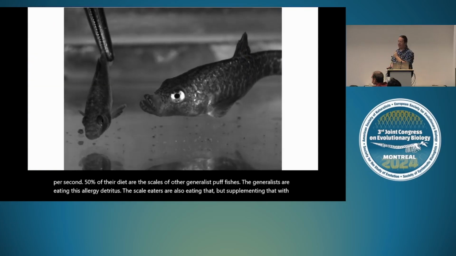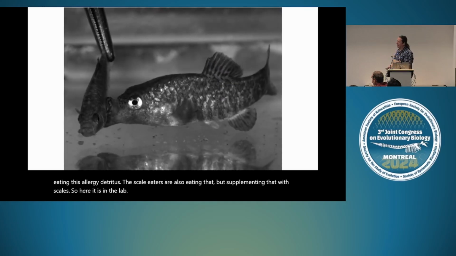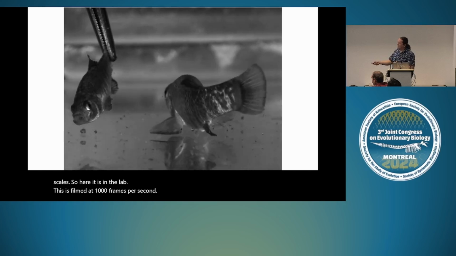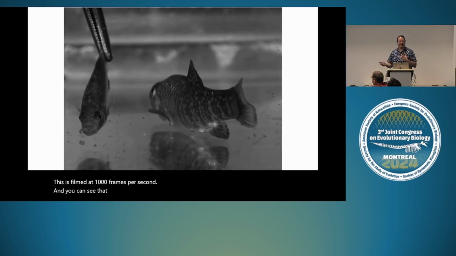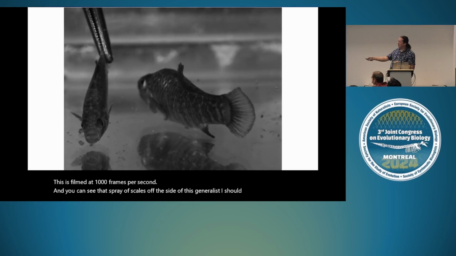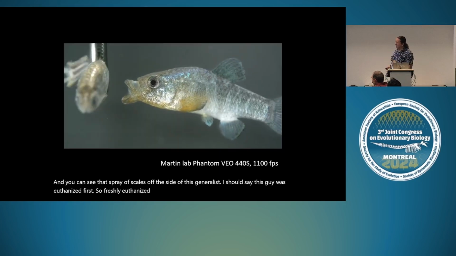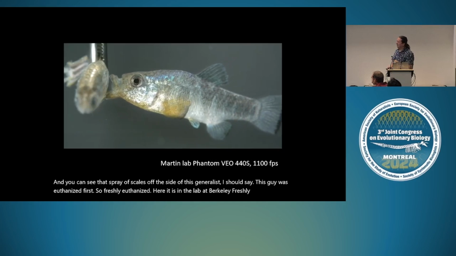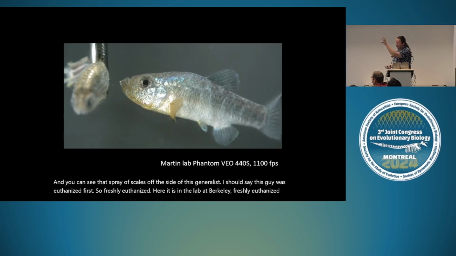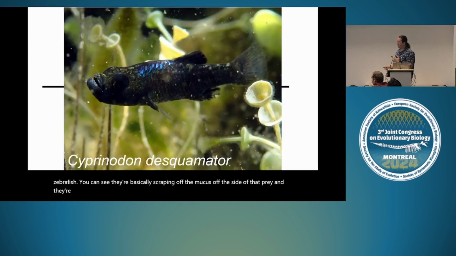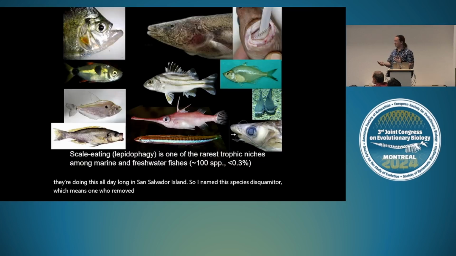So here it is in the lab. This is filmed at 1,000 frames per second. And you can see that spray of scales off the side of this generalist. I should say, this guy was euthanized first, so freshly euthanized. Here it is in the lab at Berkeley, freshly euthanized zebrafish. And you can see they're basically scraping off the mucus off the side of that prey. And they're doing this all day long in San Salvador Island. So I named this species desquamator, which means one who removes scales from a fish.